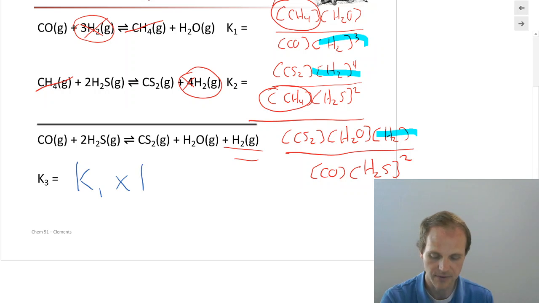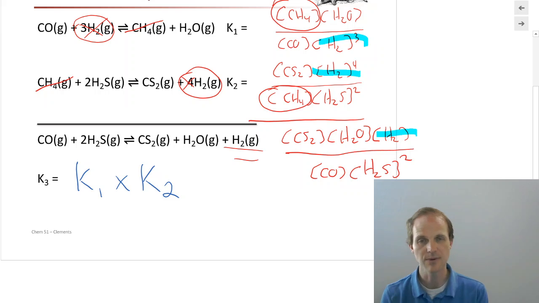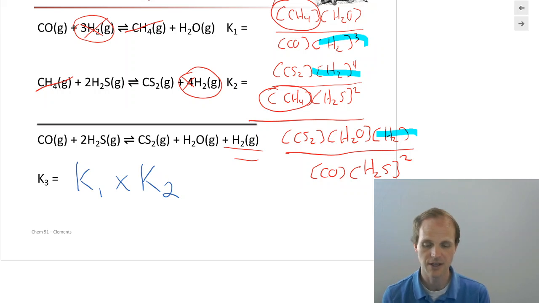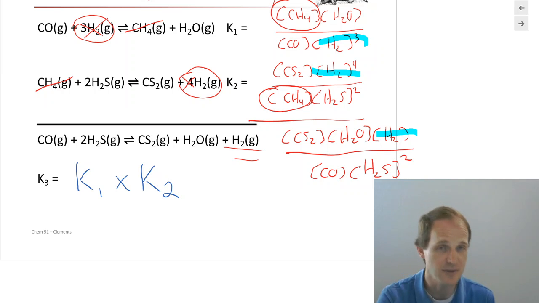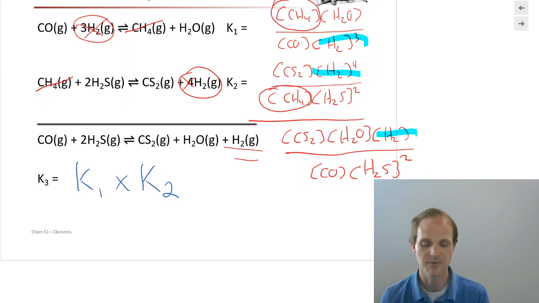What I found is that K3 is actually K1 times K2. So when you add reactions, you can manipulate their Ks and find out that they are multiplied. Since I added reaction 1 to reaction 2, reaction 3 has a K of K1 times K2. If I had to add reaction 1 to 2 times reaction 2, I'd get a K of K1 times K2 squared, because I just added 2 of reaction 2. Or you could say it was K1 times K2 since I added K2 a second time, which would get you the same answer.